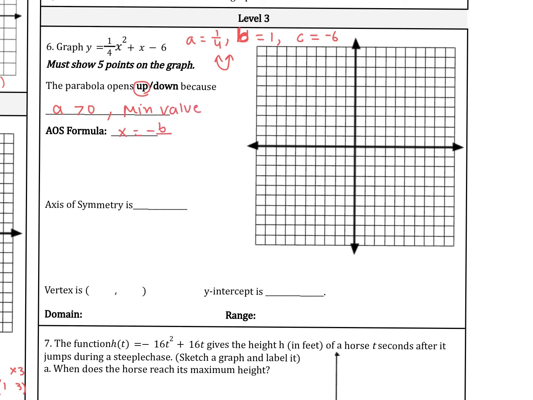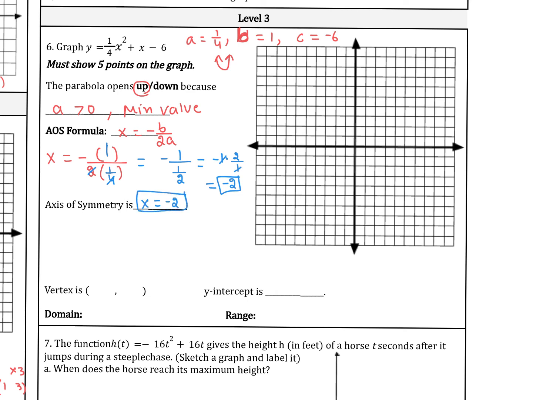Formula is -b/2a for axis of symmetry. So you're going to put the bracket around A and B and plug it in, B as 1 and A as 1/4. So -1 over 1/2. When you flip this, this is going to be -1 times 2/1, and that's -2 for the x value.